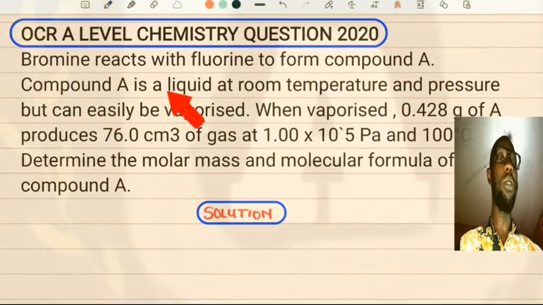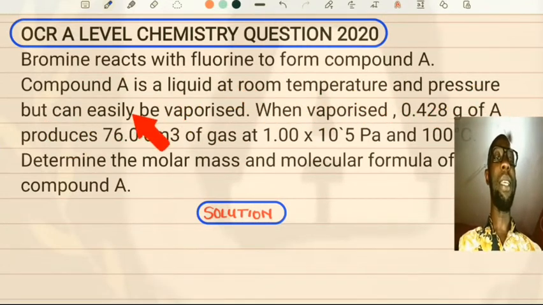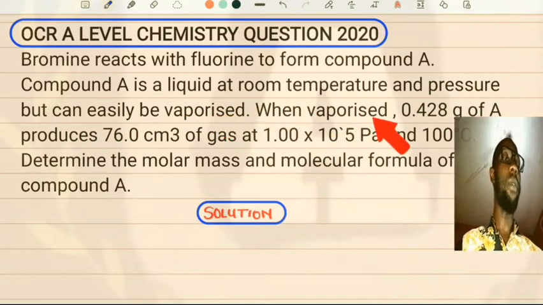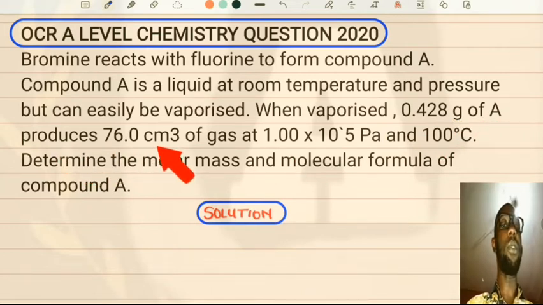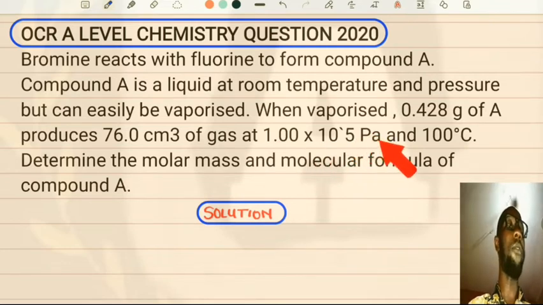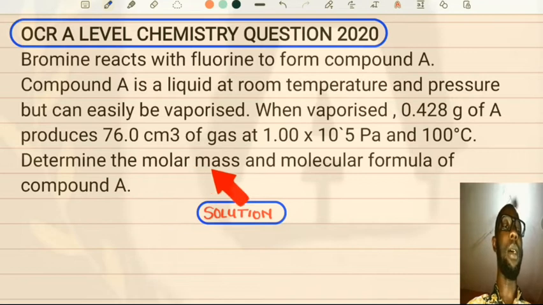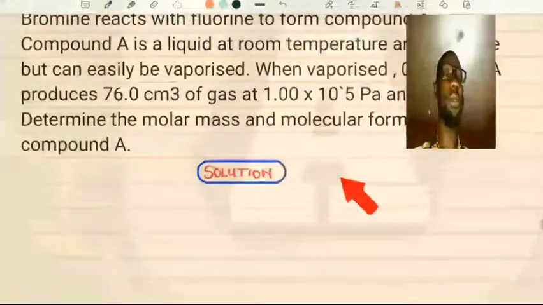Compound A is a liquid at room temperature and pressure, but can easily vaporize. When vaporized, 0.428 gram of that compound A produces 76 centimeter cube of gas at 1.00 times 10 raised to the power of 5 Pascal and 100 degrees Celsius. We are asked to determine the molar mass and the formula mass of compound A.